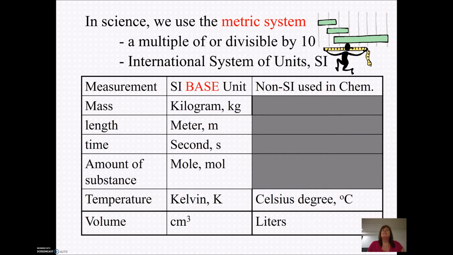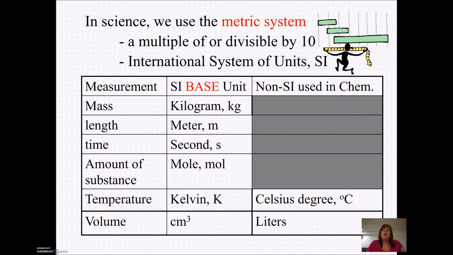We also use it because it's the international system of units, which means pretty much everybody else uses them except for here in America. And those are called the SI units. So one of the things you need to know is what is the SI base unit for each of the measurements that we're going to make.